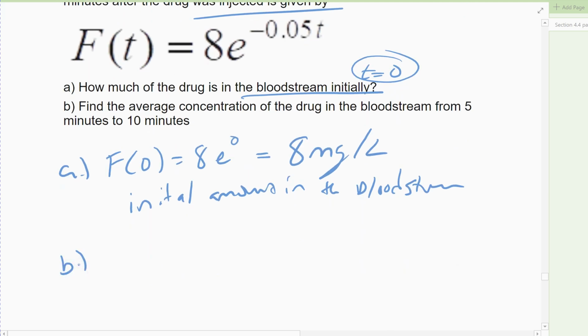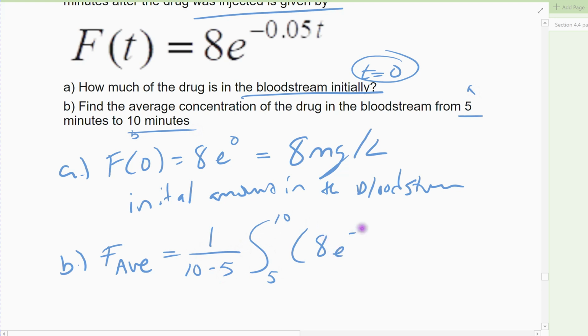B is the new thing. I want to find the average concentration. So I want to find the average function value, right? The function represents the concentration from 5 to 10 minutes. And so 5 would be my A, 10 would be my B. So the average value is one over the distance. We're going 5 minutes, specifically from 5 to 10. All right, so it'd be 1 over 10 minus 5, integrating from 5 to 10 of my function.